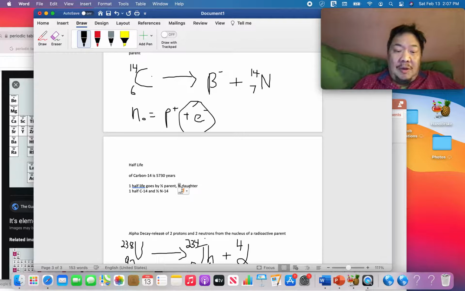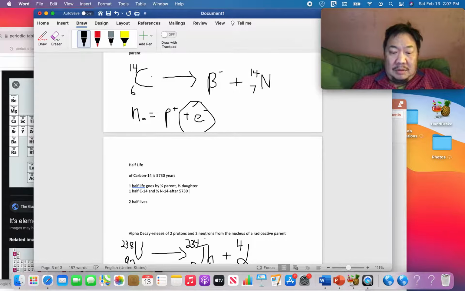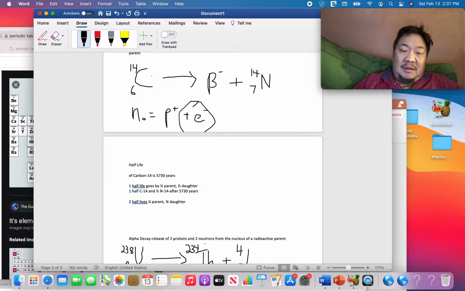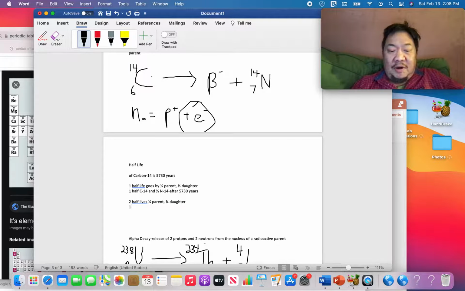After 2 half-lives have gone by, and by the way, 1 half-life for carbon-14 is 5,730 years, you'd have 1/4 parent and 3/4 daughter. And that means how much time has gone by? What's 5,730 times 2? 11,460 years have gone by.